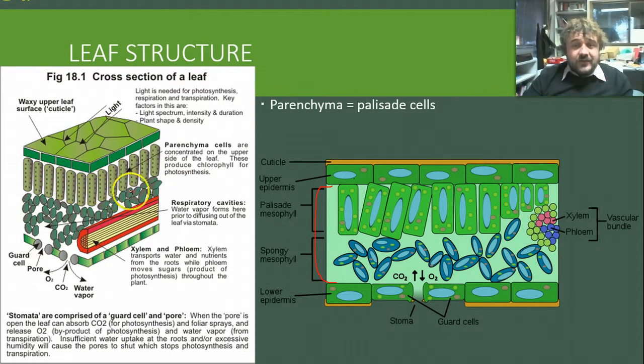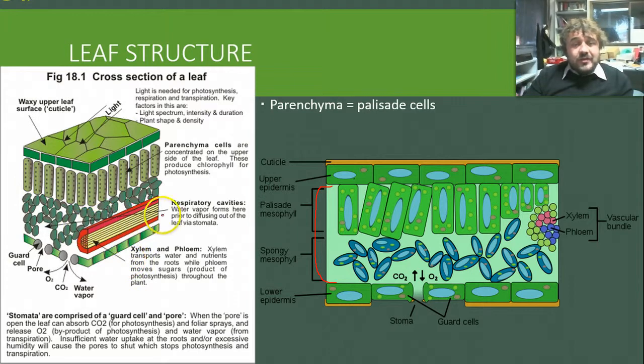They're chock-a-block full of chloroplasts. That's these little green ones. Chock-a-block full of chloroplasts and chlorophyll. Then you have the respiratory cavities. So water vapor forms here and then diffuses out through the pore, as well as the oxygen. And carbon dioxide is actually drawn in through the stomata pores. So that's also very interesting.